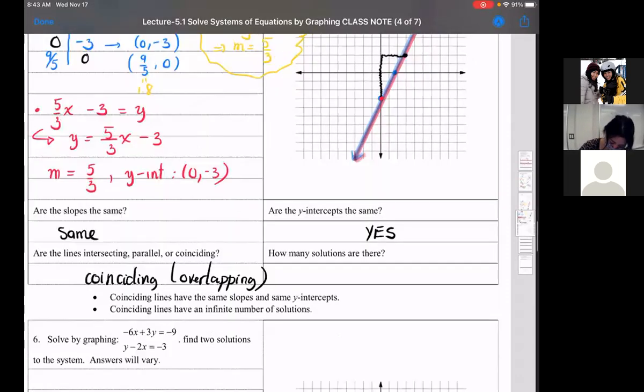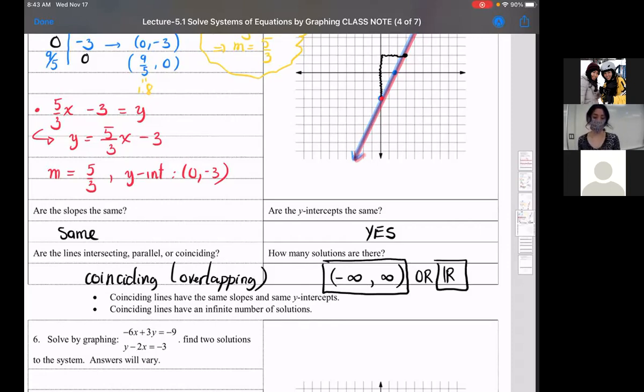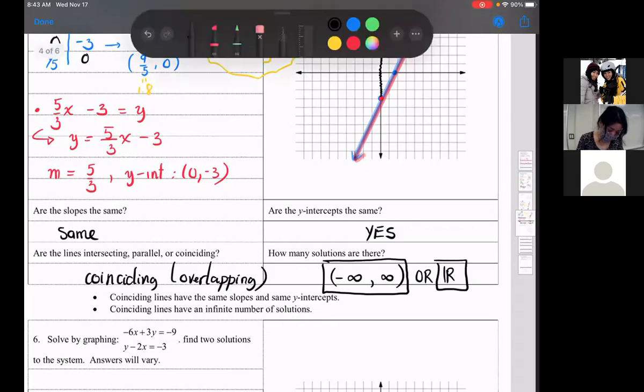So how many solutions are there? Infinitely many solutions. So I expect you to write like this. Or you can say out loud like infinitely many solutions. Or you can write it like this. What does this mean? Yeah, all real numbers. That's a subscript for all real numbers. So either way, I'll accept all 3 answers. And I'll let the grader know that. So coinciding lines have the same slopes and same y-intercept. Coinciding lines have infinitely many solutions.